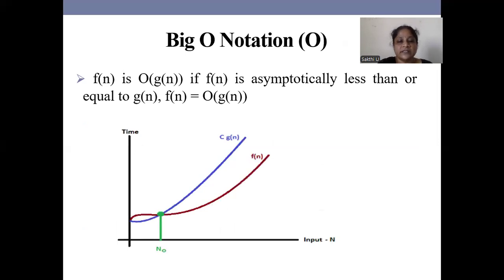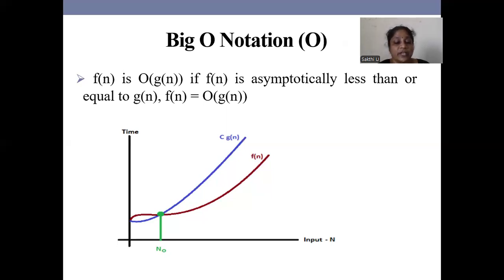This is the graphical representation of big O notation. G of n is the order of growth for f of n. F of n is the execution time, that is T of n or f of n. We find the order of growth for f of n; that is G of n, the growth on input size n, such as n square or n. F of n is asymptotically less than or equal to G of n. See here, the graph of f of n is less than C into G of n.